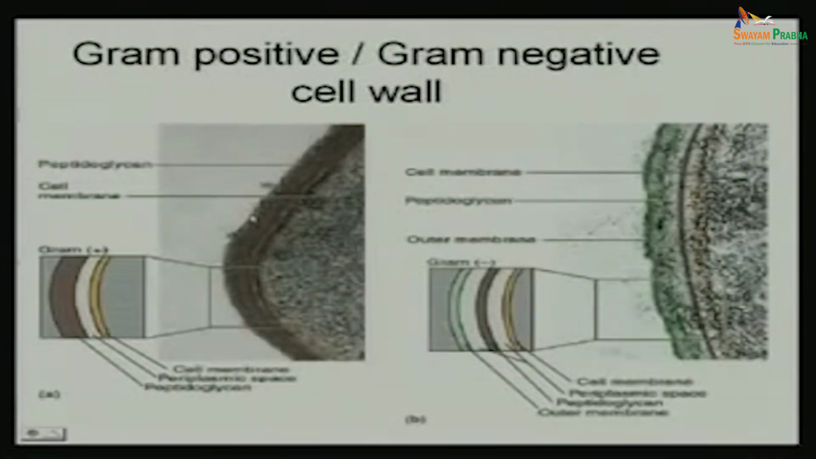Now, the further electron microscopic view tells that it has a cell membrane followed by the periplasmic space, then a thin layer of peptidoglycan followed by the outer layer, which is not there in case of gram positive bacteria. In gram positive bacteria, you see this is the cell membrane followed by the periplasmic space and peptidoglycan. And this way gram positive bacteria is different from gram negative bacteria.